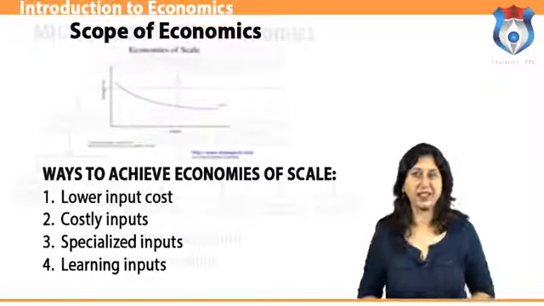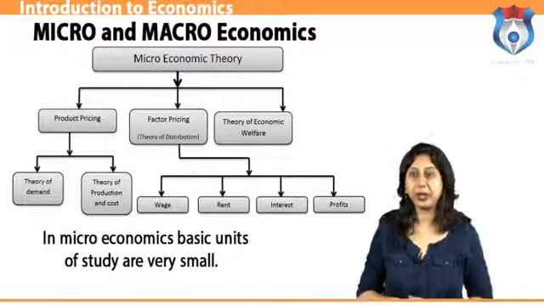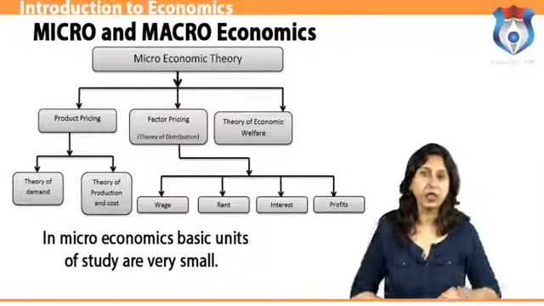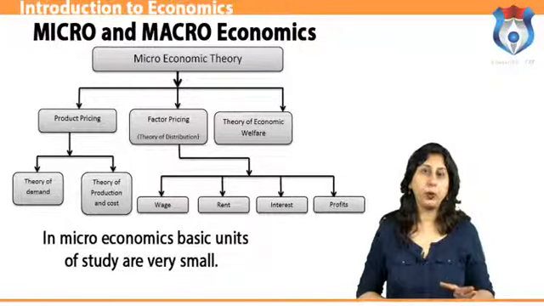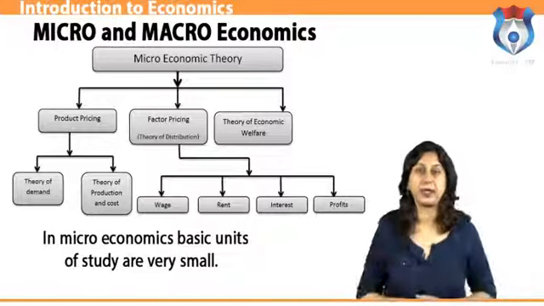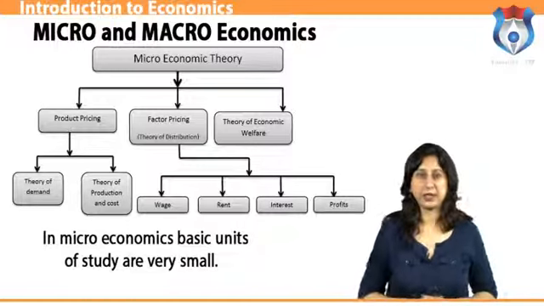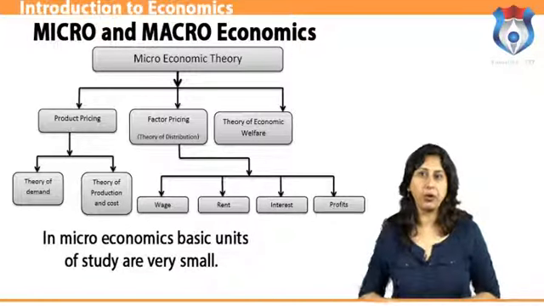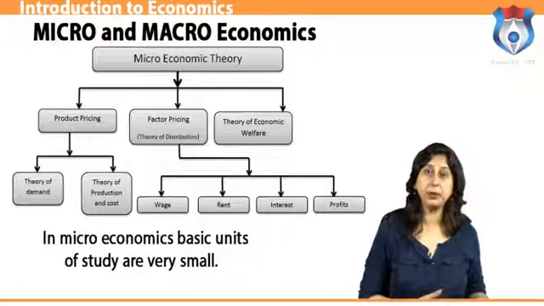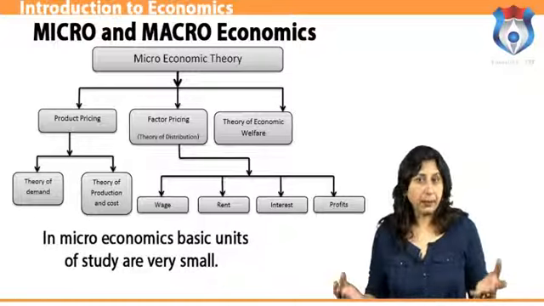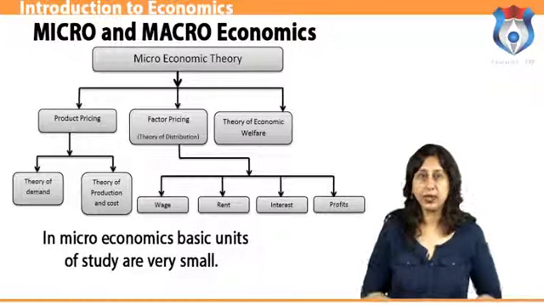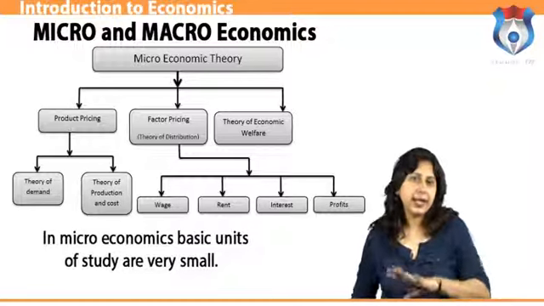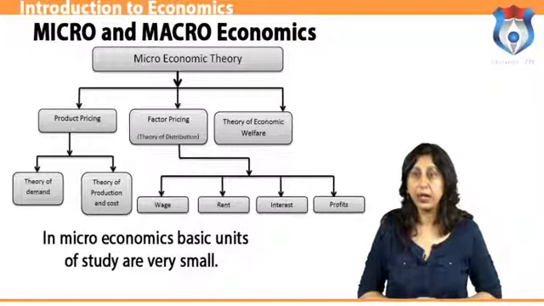Micro and macroeconomics. After the above discussion, it will be easy for you to understand the two main parts of economics, which are micro and macroeconomics. Meaning of microeconomics. In microeconomics, the basic units of study are very small. These could be an individual consumer, a household, a producer, a market, a firm, or an industry. It studies how scarce resources are allocated to the satisfaction of competing objectives using price theory.